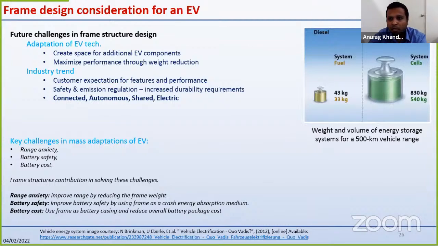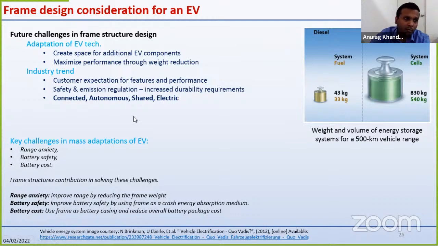Going forward, those were the key parameters we considered until now. There are some other parameters which we have to consider, which I have not captured here. But mostly we'll see how EV impacts frame design for future powertrain and drive requirements. One example is different vehicle energy system efficiency. For driving a distance of 500 kilometers, it requires 33 kg of diesel and a system weight of around 43 kg, which includes the fuel tank and all. Comparatively, to achieve the same 500 kilometer range, it would require an 830 kg cell system, where only the cell weight will be 540 kg.